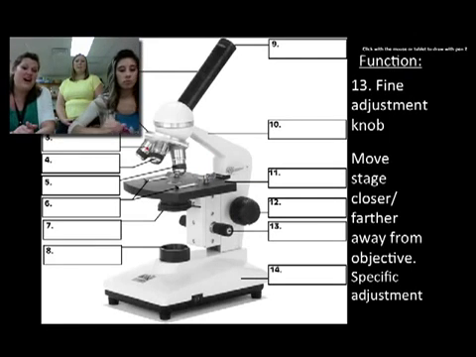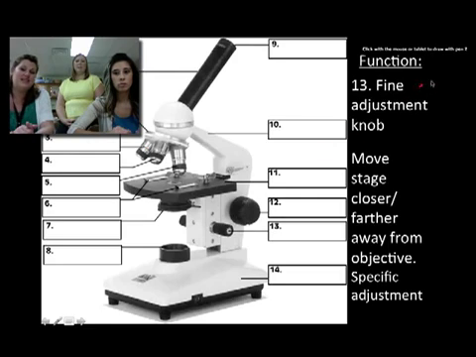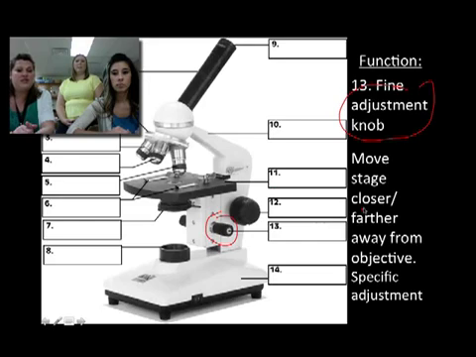And next we have the fine adjustment knob. It is the lower and smaller adjustment knob on your microscope. It moves the stage closer and farther away from the objective, but it's a specific adjustment, and you have to be very careful when using the coarse adjustment if you are at the higher magnifications, and you must use the fine adjustment knob or you will break a slide.